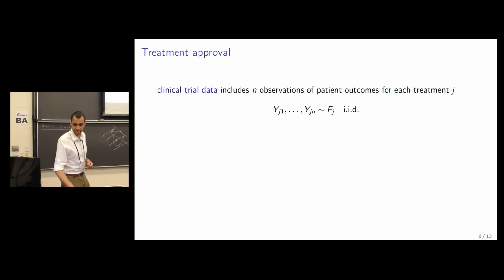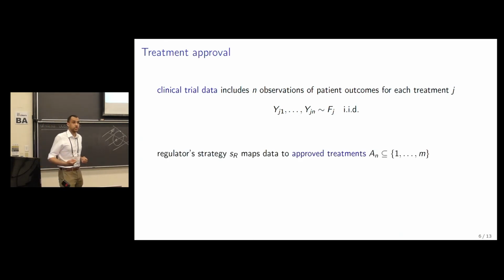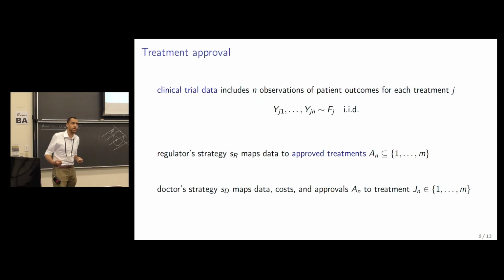OK, treatment approval. Of course, we're going to start with the data set. The data set is clinical trial data, which includes n observations of the patient outcomes for each treatment J. And these are IID observations. Now, the regulator's strategy is going to map the data to a subset of approved treatments given by AN, n again being the sample size. And the doctor's strategy is going to map the data, the costs, and the approved set to some treatment Jn. Notice that both AN and Jn have the subscript n, indicating that they are random variables. Why are they random? They depend on the sample through the strategy. All right, so that's treatment approval.